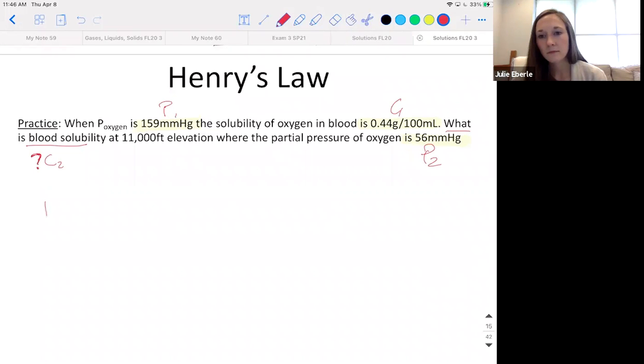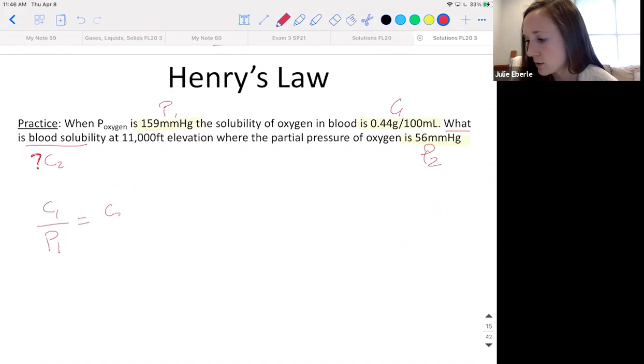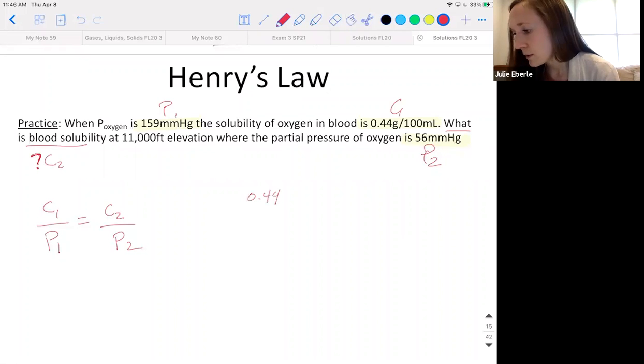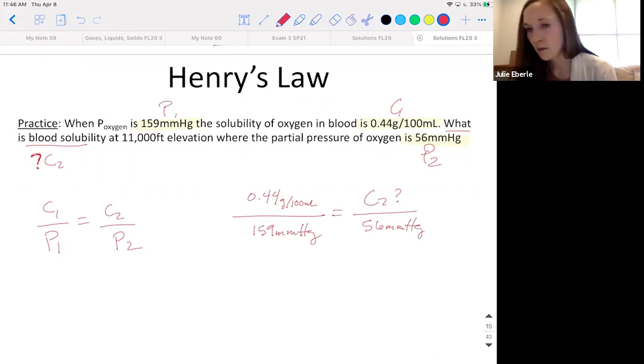So our equation is C1 over P1 equals C2 over P2. So we're just going to plug everything in. So 0.44 gram per 100 ml over, that's C1, 159 millimeters mercury. We're looking for C2 over 56 millimeters mercury. Now we're going to solve for C2.